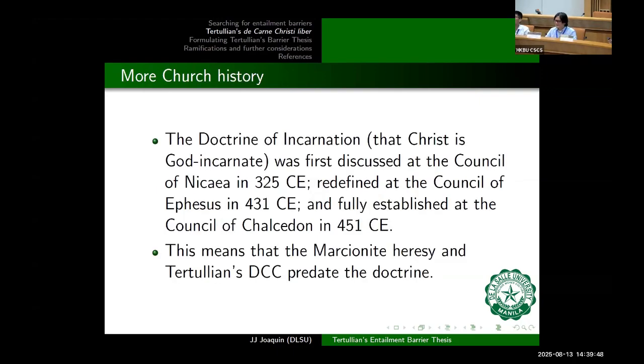Now, more on church history. The doctrine of incarnation, that Christ is God incarnate, was first discussed in the Council of Nicaea, then refined in the Council of Ephesus, then fully established in the Council of Chalcedon. This means that the Marcionite heresy and Tertullian's reply to it predate this doctrine. So I think Tertullian helped establish this doctrine.